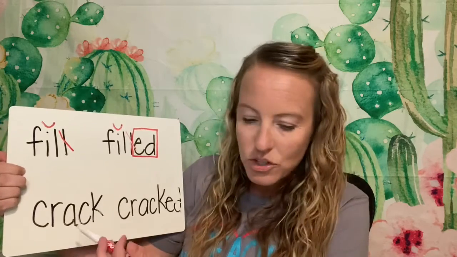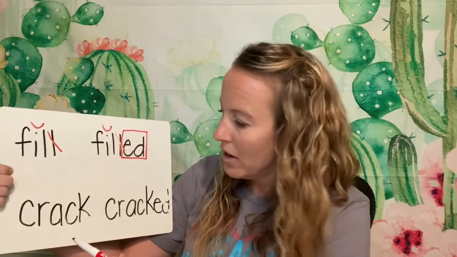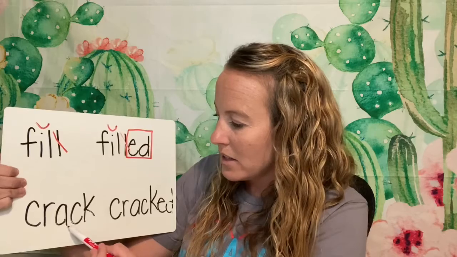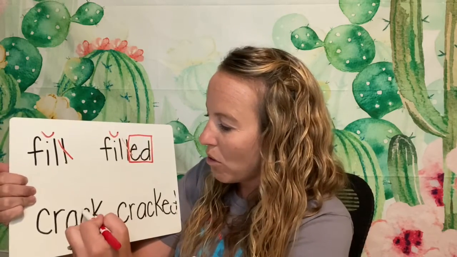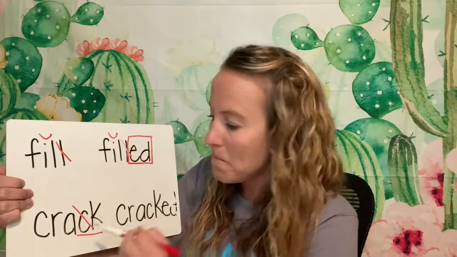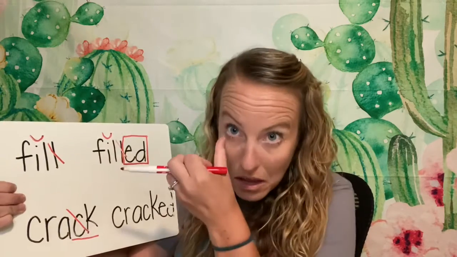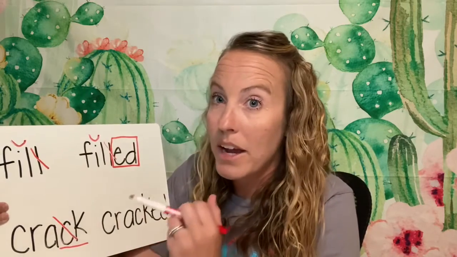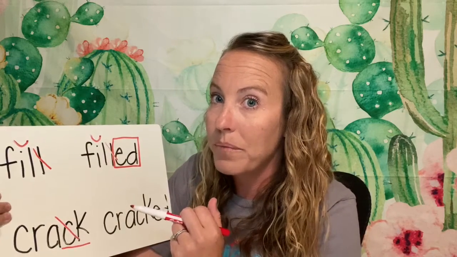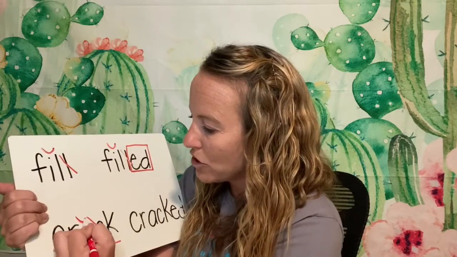Now we're going to take a look at the next word, crack and cracked. Crack. So what do you see? I see a CK. Good job. You underline it, and then you also cross out the C. And then we have a vowel, and how do we code that? It's followed by a consonant, so how do we code it? With a breve. Good job.